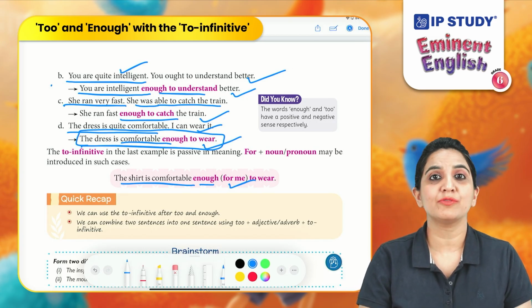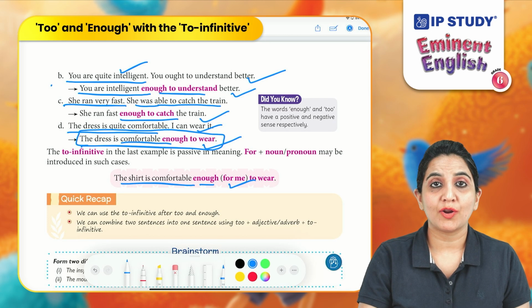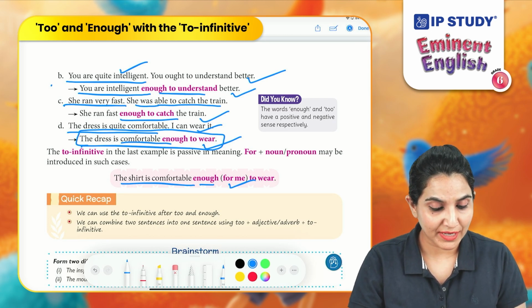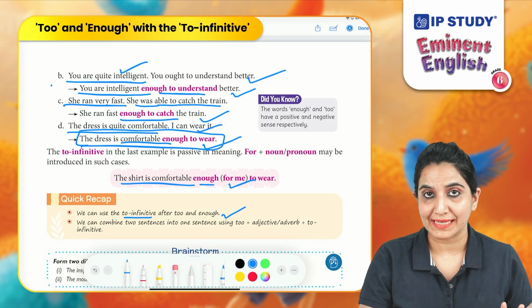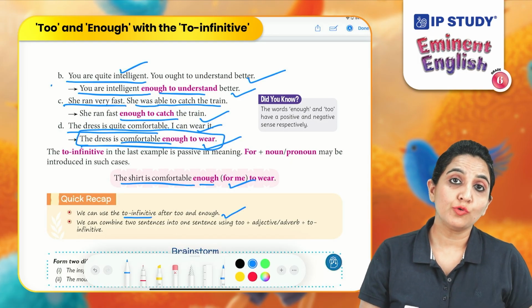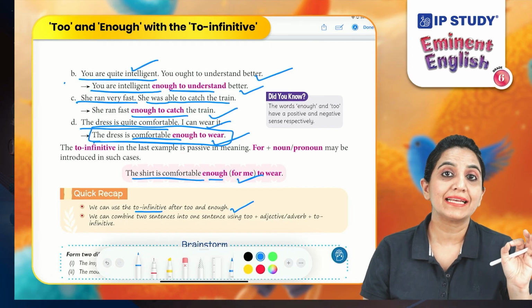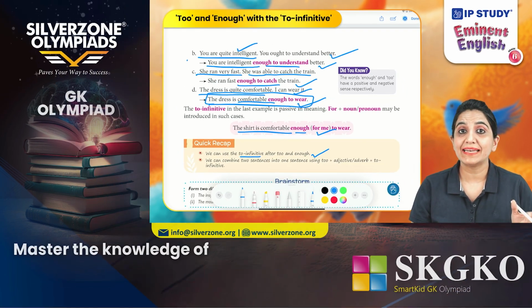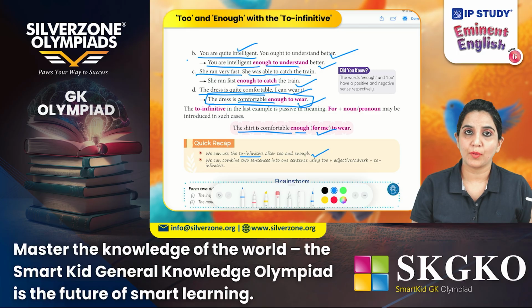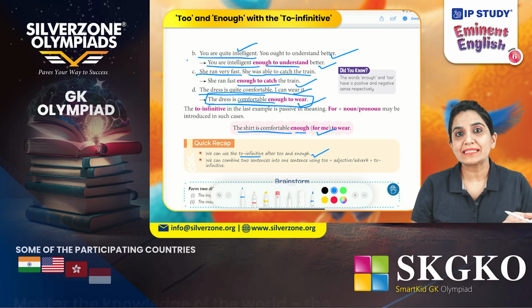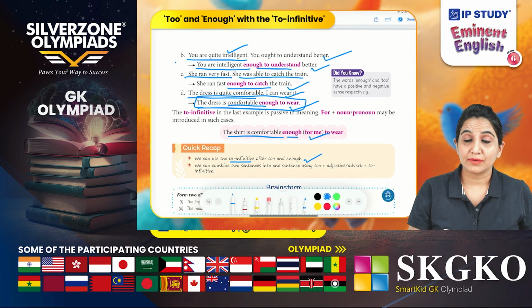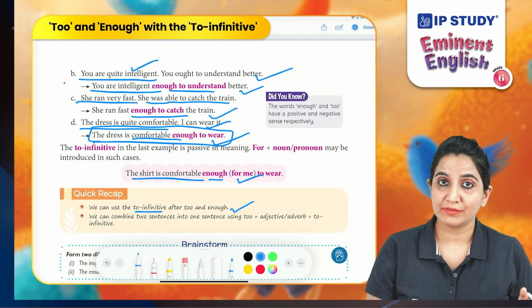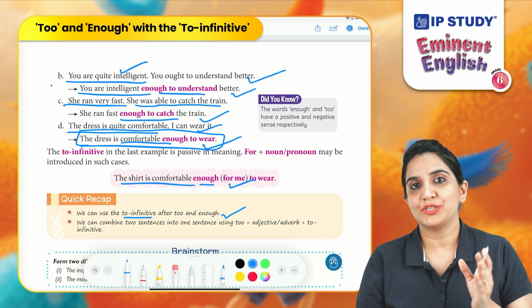So this was all about too and enough along with the to infinitive. We can use the to infinitive after too and enough. We can use it to combine two sentences, and we use too in a sentence which is in a negative sense. We use enough in a sentence which is in a positive sense. While using too, the order is too along with adjective, adverb, and then to infinitive. The order for using enough is adjective, adverb, then enough, and then to infinitive.